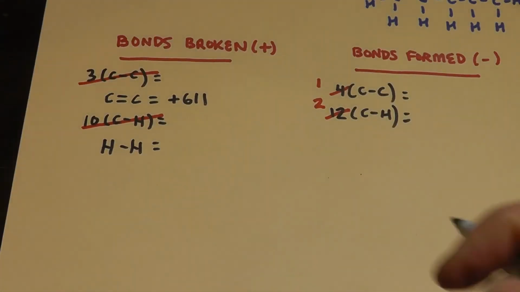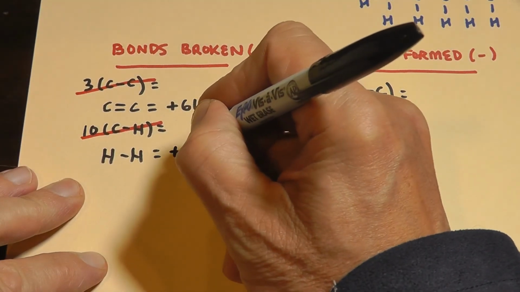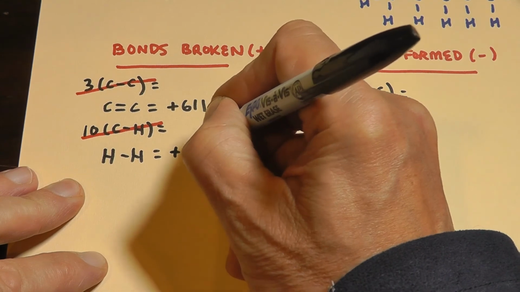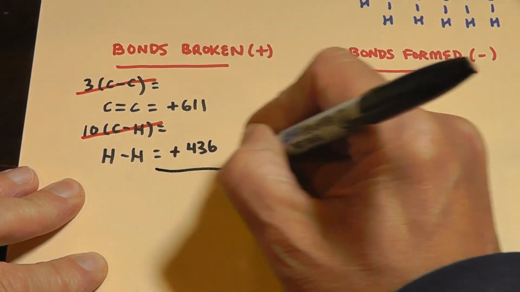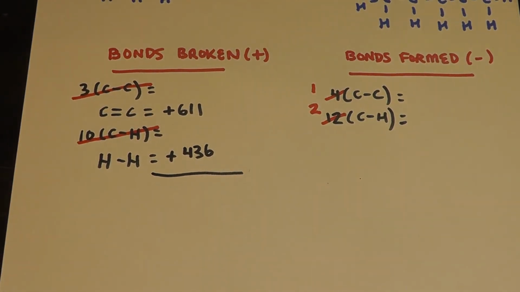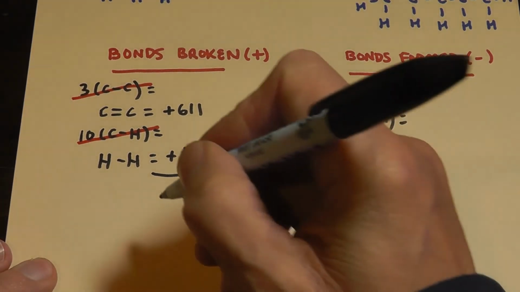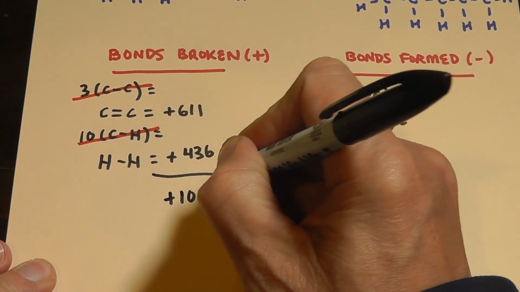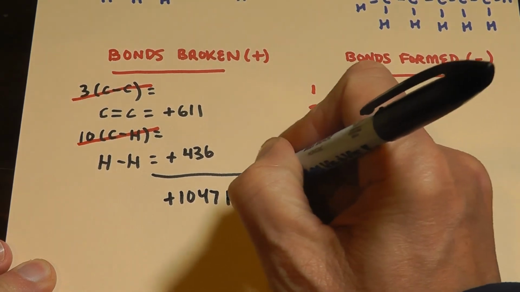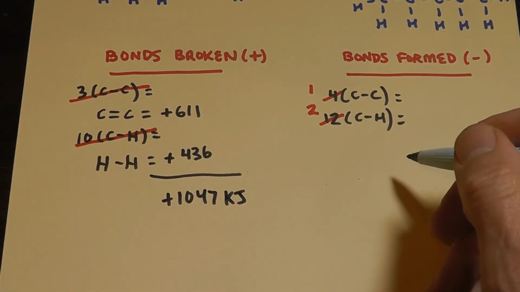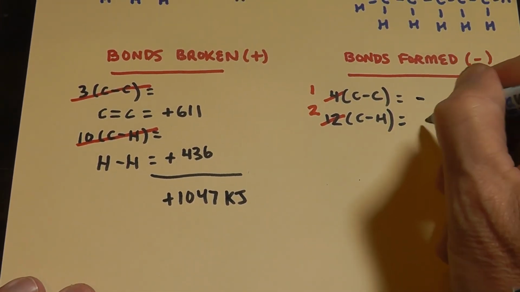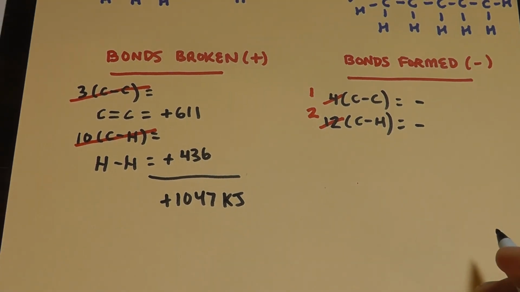Hydrogen, positive 436. Let's add those together. So 611 plus 436 is positive 1047 kilojoules. What's this? Okay, I'm going to put the negative in there so I don't forget.